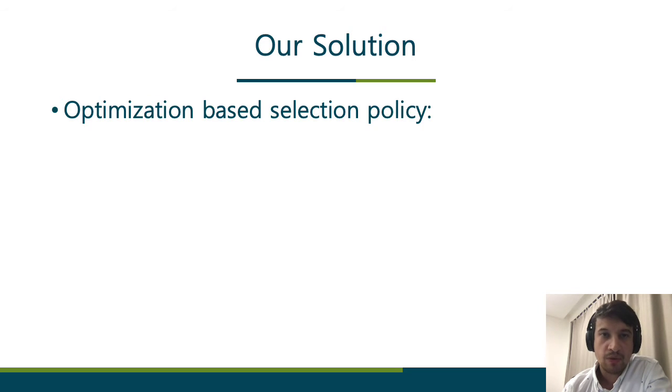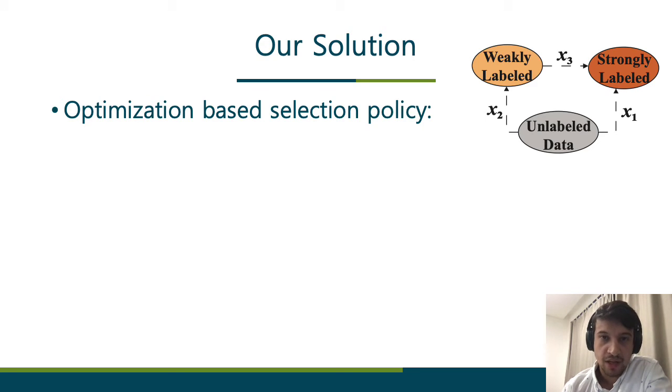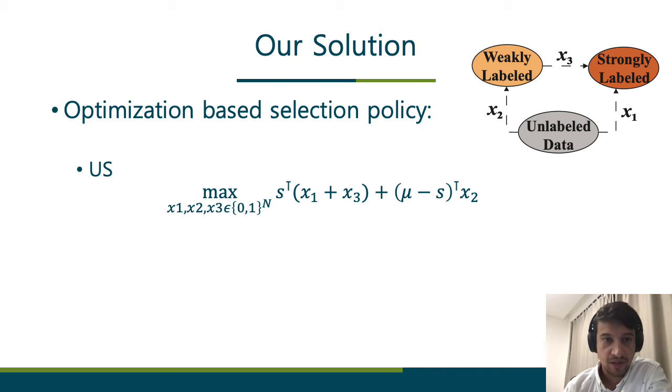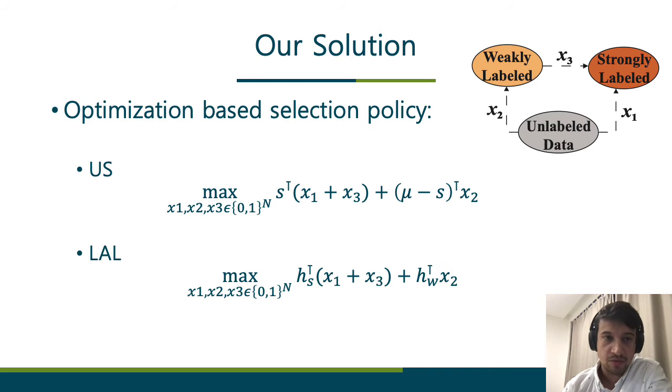We're going to pick among three actions, being X1, labeling strongly from unlabeled data, X2, labeling weakly from unlabeled, or X3, labeling strongly from weakly labeled already. We base our optimization on two scores, being the uncertainty score, in which we want to maximize this objective function, or the LAL score, in which we want to maximize this objective function.